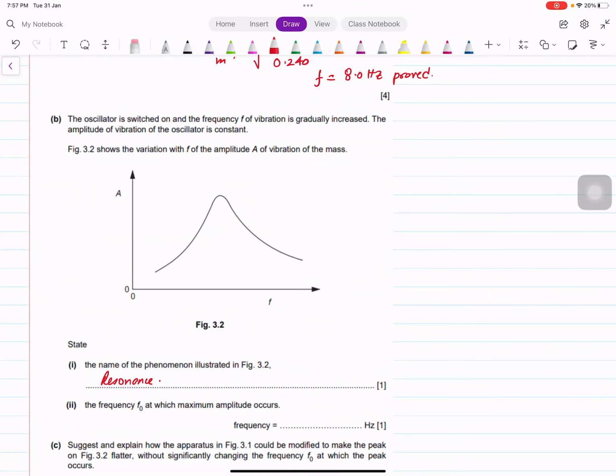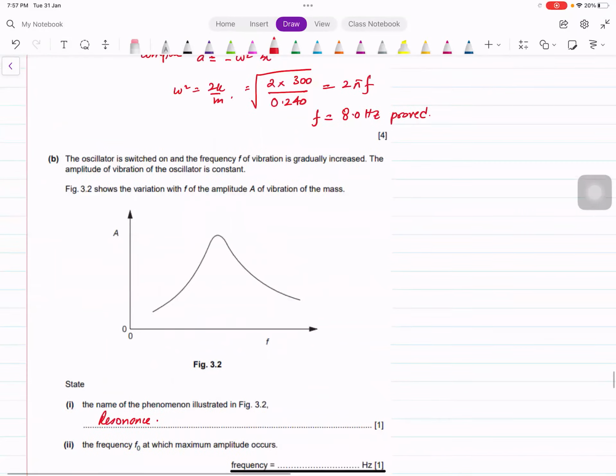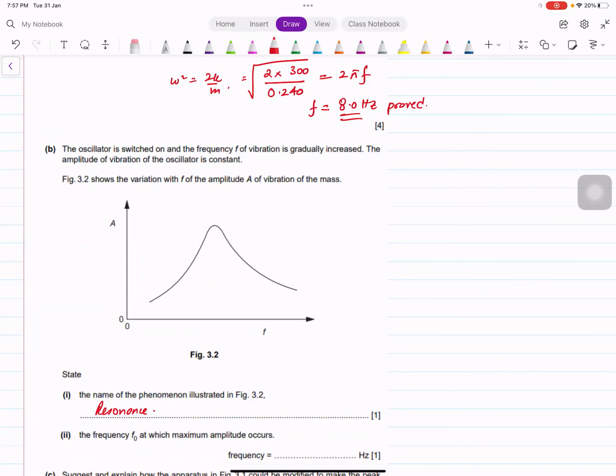What is the natural frequency? The frequency f naught at which the maximum amplitude occurs. And that is, who's going to tell me? The same at which it is naturally vibrating. Do you understand? At this point. Understood?